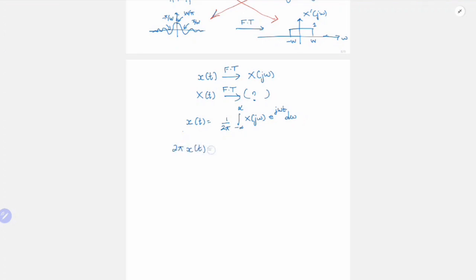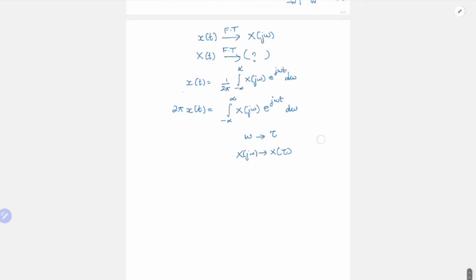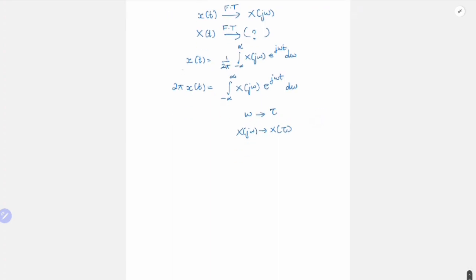So 2π x of t is nothing but the integral from minus infinity to infinity of X(jω) e^{jωt} dω. So this omega I can replace with tau, and X(jω) I can call X of tau. This j is just a convention. So if I just replace omega with tau, it will be sufficient. So 2π x of t is nothing but the integral from minus infinity to infinity of X(τ), this is capital X, e^{jτt} dτ, correct?